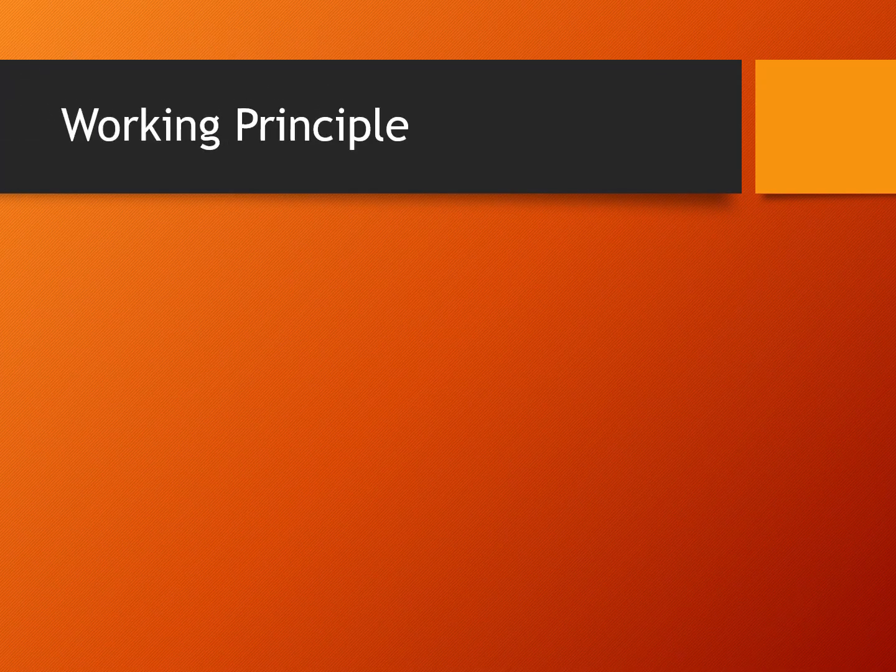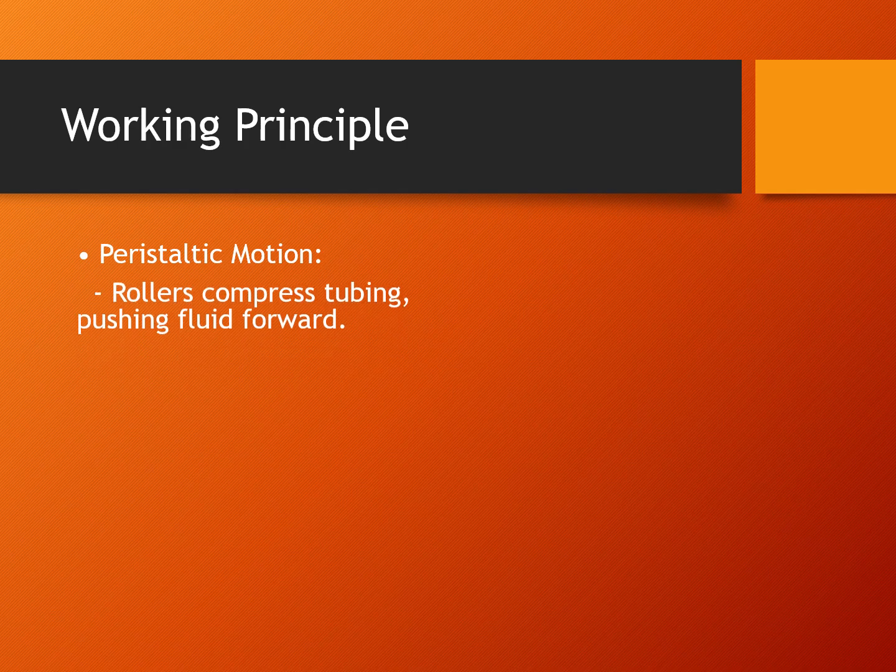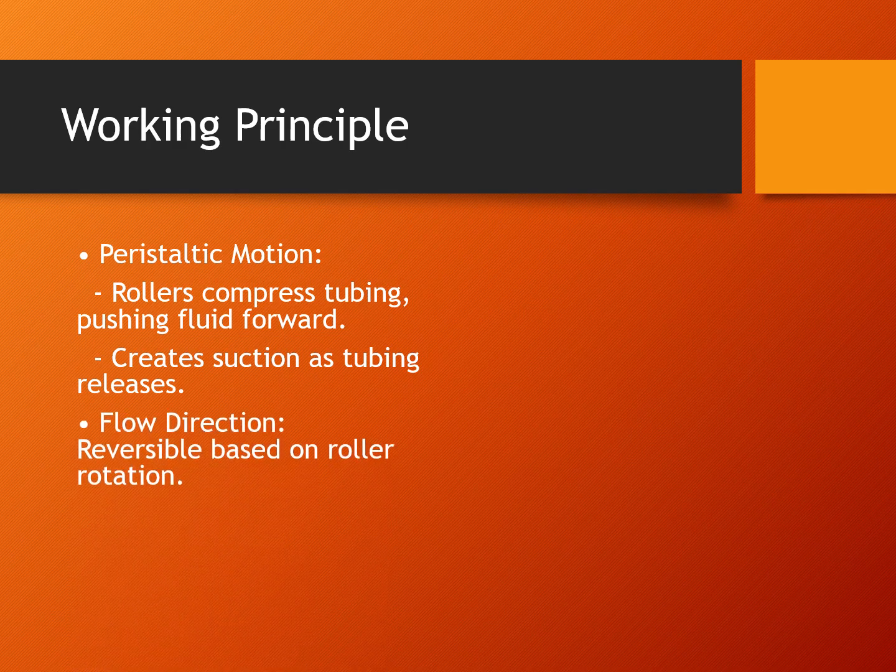So what is the working principle? Let's take a closer look at how peristaltic pumps work. First, let's talk about their motion. The rollers or shoes compress the tubing at intervals, forcing the fluid forward. As one roller compresses the tubing, the next one releases it, creating a section that draws in more fluid. And we have the flow direction. The direction of the fluid depends on the rotation of the rollers. This means the pump can be reversed to change the flow direction.